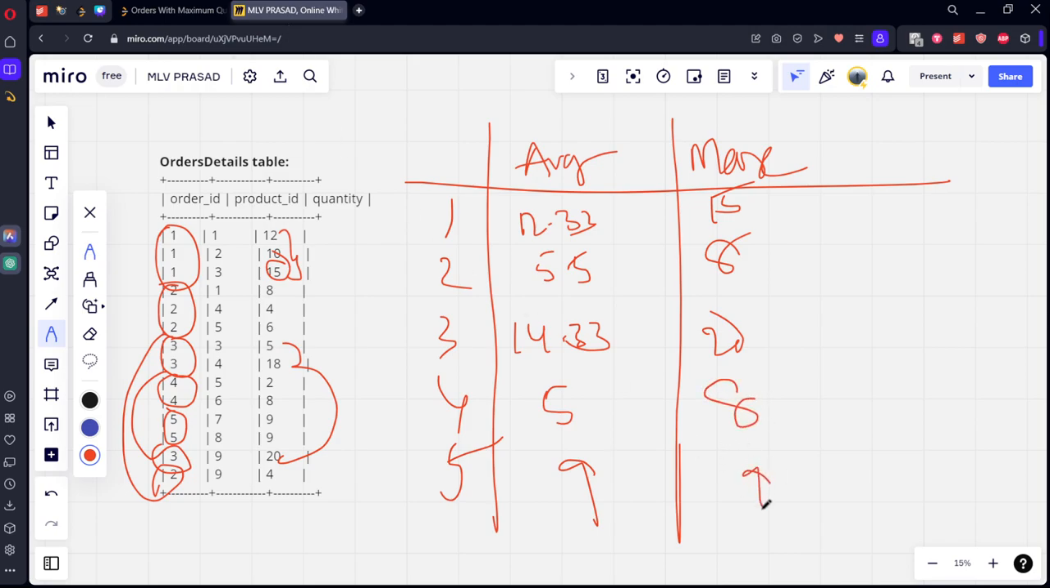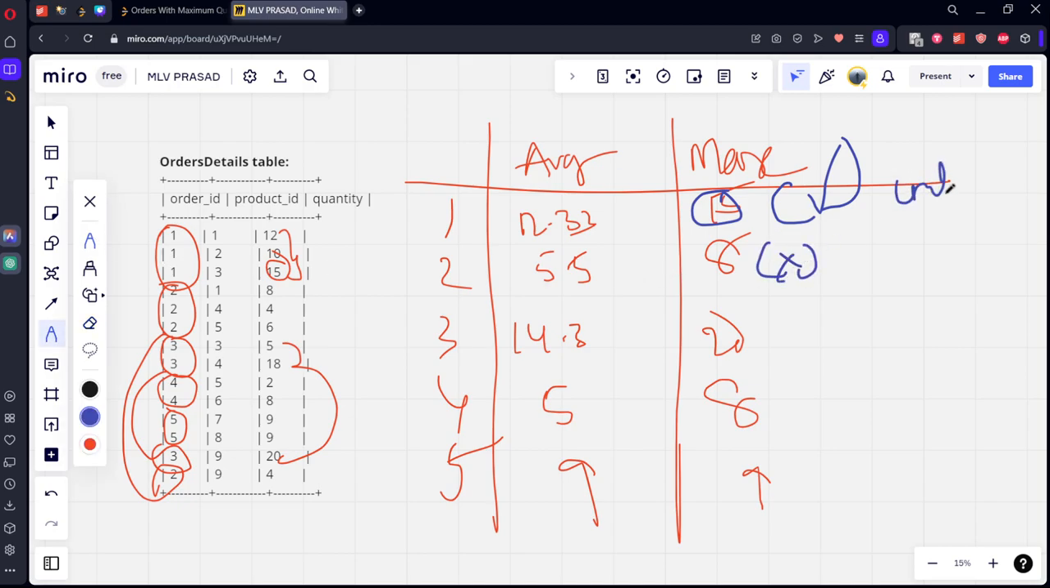Now what they are asking is, an order is an imbalanced order if its maximum is greater than all the averages. Let's take order 1. Is 15 greater than 12.33? Yes. 5.5? Yes. 14.33? Yes. 5.5? Yes. 9? Yes. So this is an imbalanced order. For order 2, is 8 greater than all? No. It should satisfy all, and it is not satisfying, so this is not an imbalanced order.